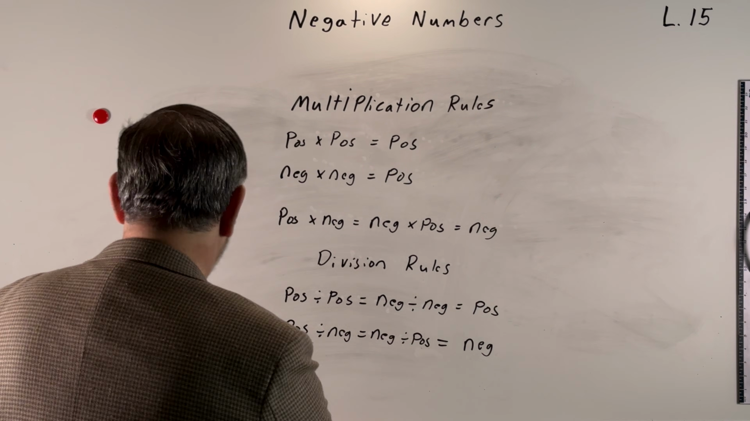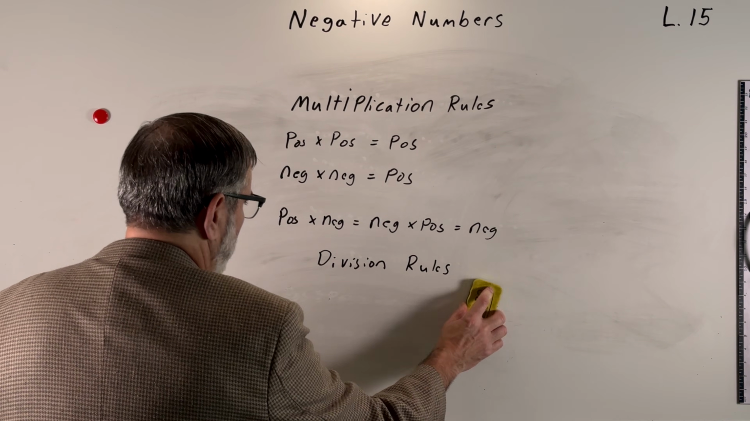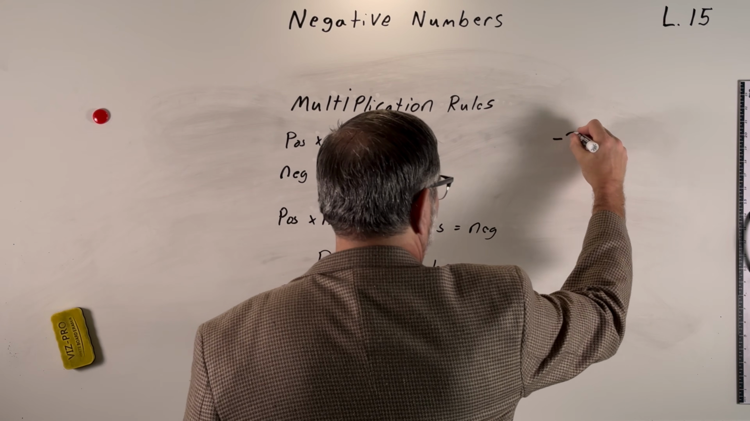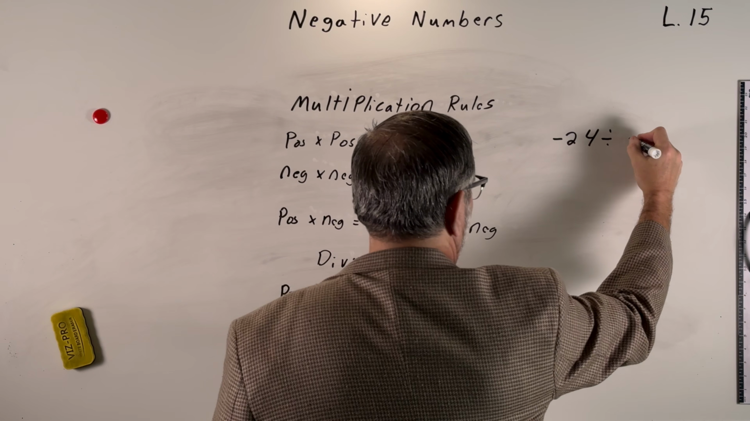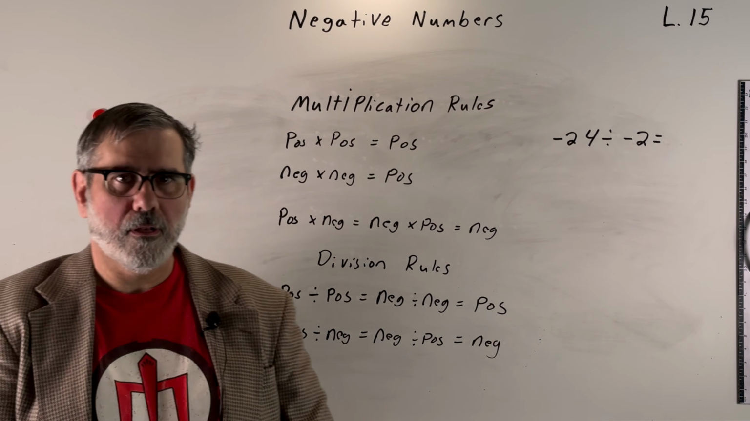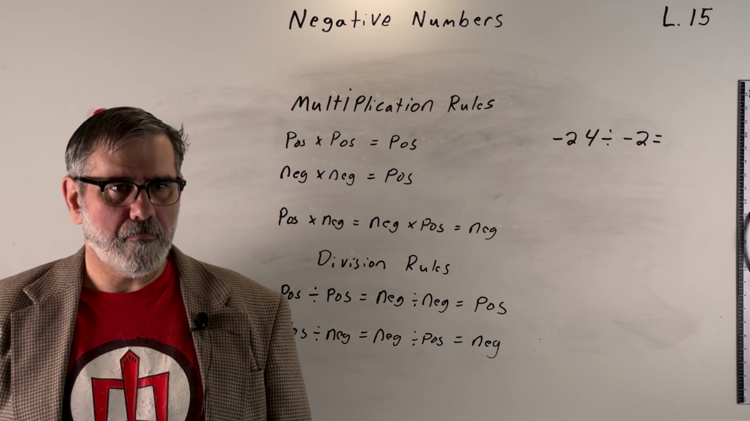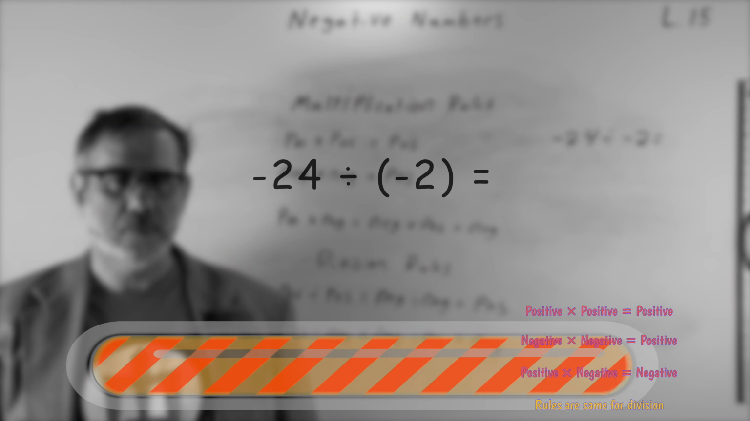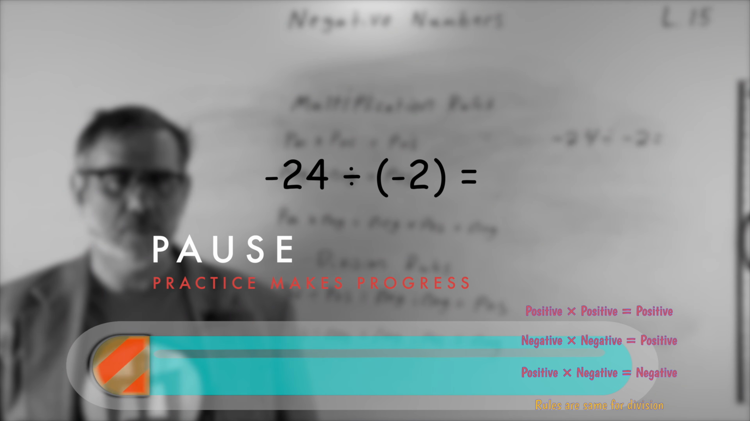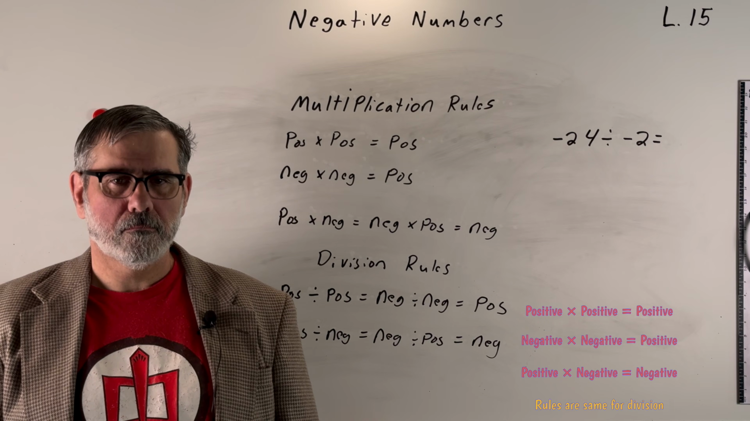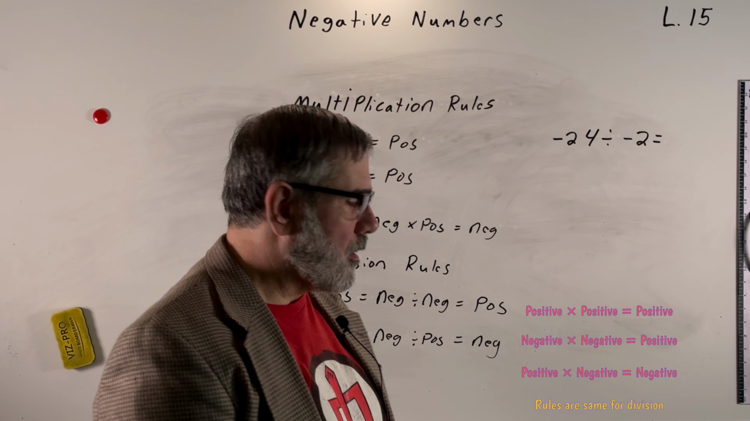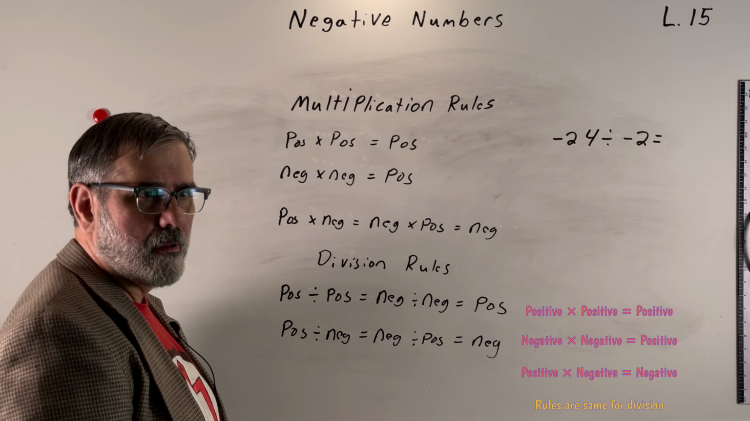So let me just give you a couple of problems to try to make sure you, well, I shouldn't have erased that. Let me rewrite it. You try minus 24 divided by minus 2. So go ahead and pause the video, try that now, come back when you have your answer. Okay. Well, a negative divided by a negative by our rule is going to be what? It's going to be a positive.